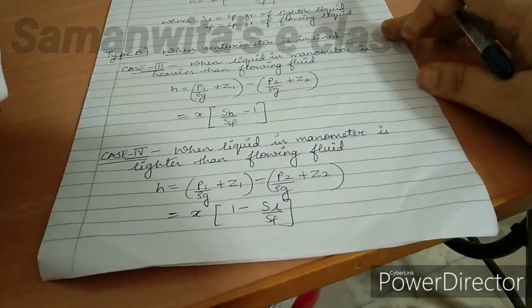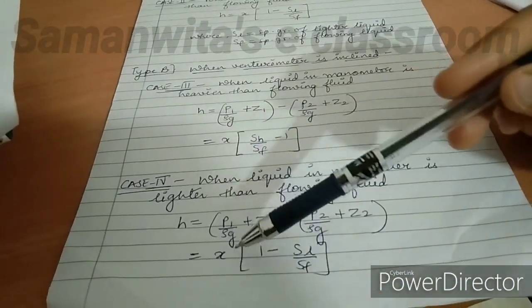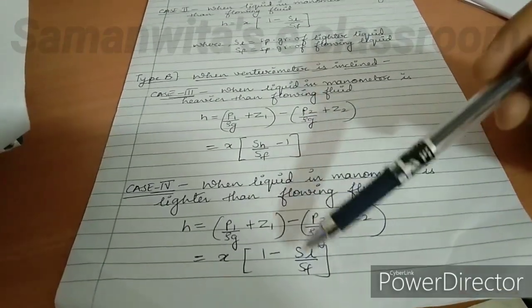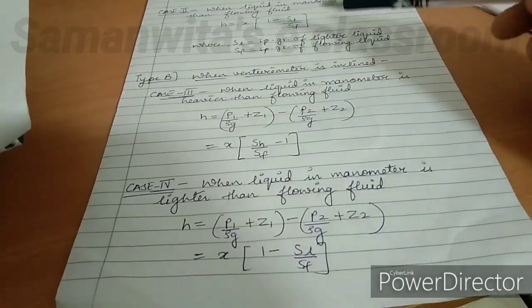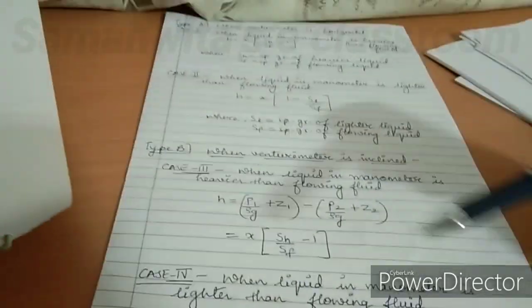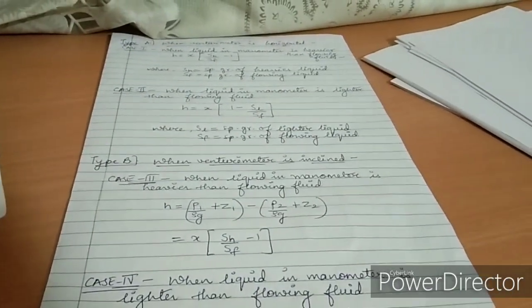Now again we take case 4. When your liquid in the manometer is lighter than the flowing fluid, then your H will be (P1 upon rho g plus Z1) minus (P2 upon rho g plus Z2). It can also use the same formula which you have already used, X into (1 minus SL upon SF). So this is the way of using the formula for calculating the discharge of a venturimeter.